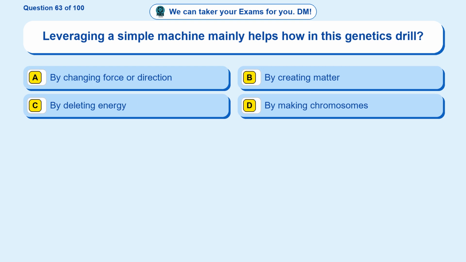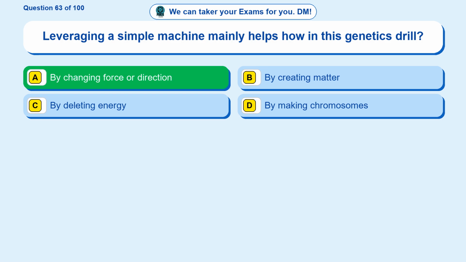Question 63. Leveraging a simple machine mainly helps how in this genetics drill? Option A. By changing force or direction. Option B. By creating matter. Option C. By deleting energy. Option D. By making chromosomes. The correct answer is option A.